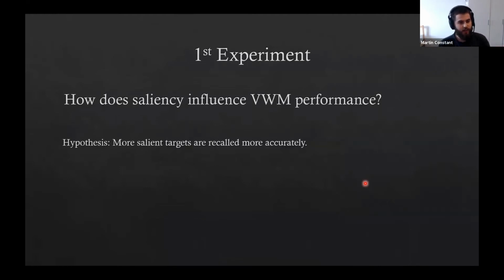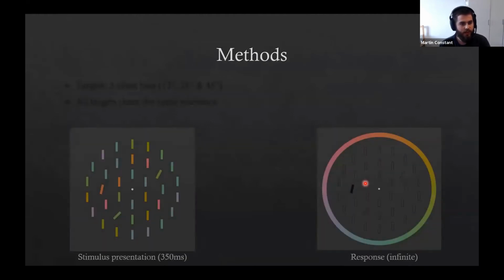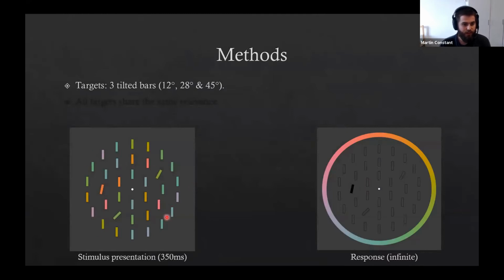The first examines how saliency influences visual working memory performance, with the hypothesis that more salient targets are recalled more accurately. So this is a quite simple design. We have this dense array of bars, 36, and on the middle ring, you can see that there are 3 bars that are tilted. One is tilted 45 degrees, one is tilted 28 degrees, and one is tilted 12 degrees. And that means that the most tilted is the most salient, and the least tilted is the least salient.